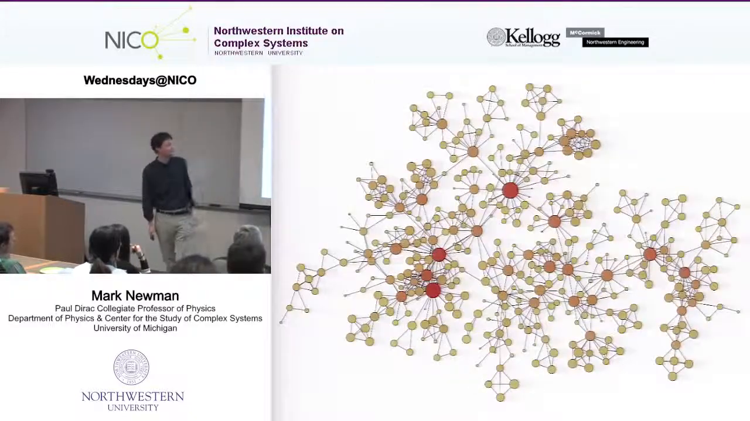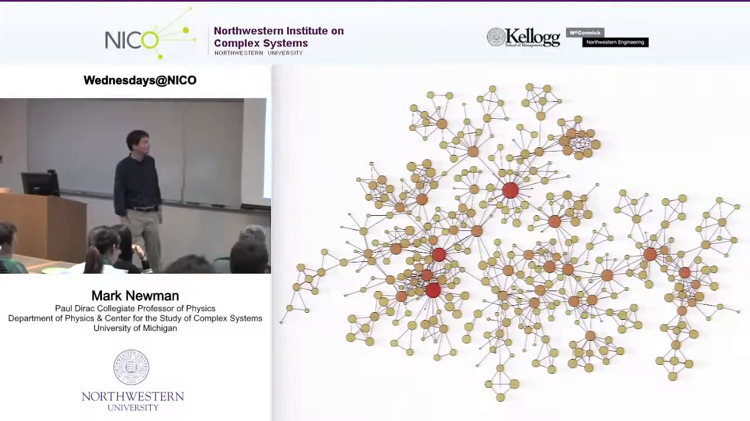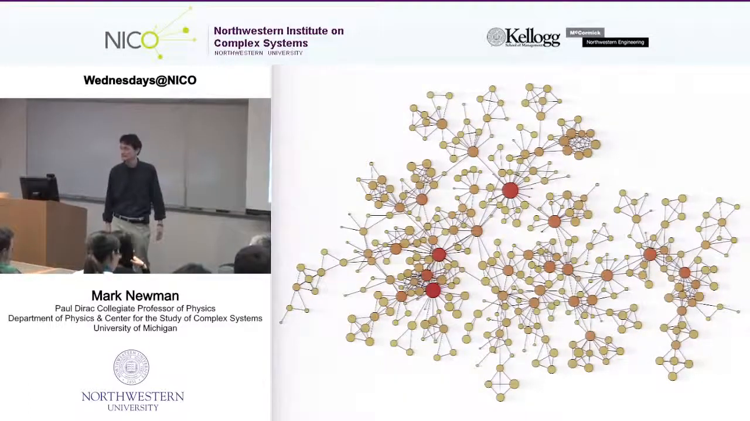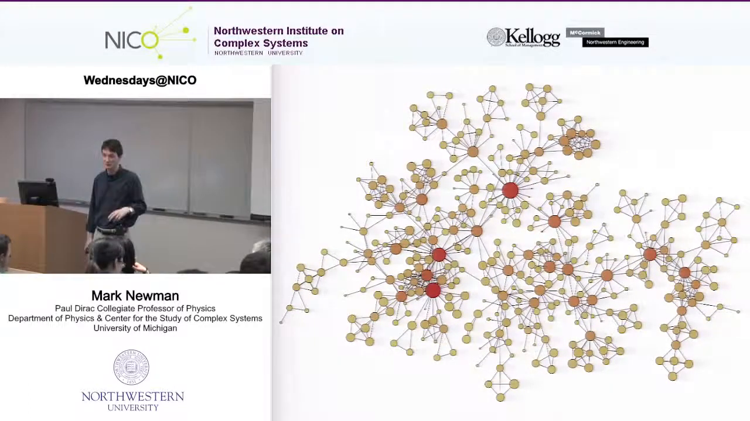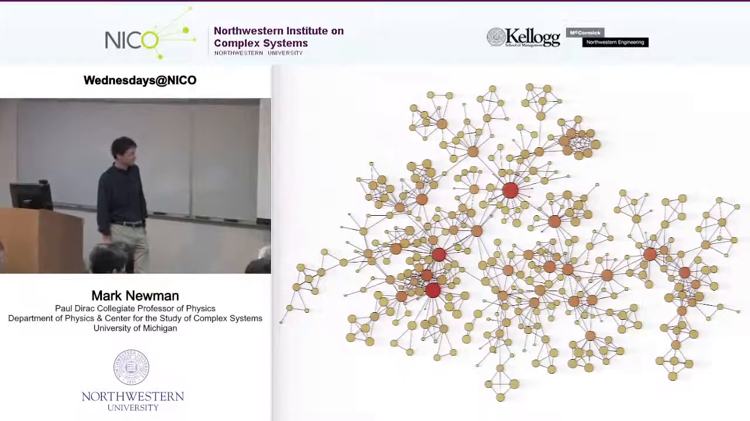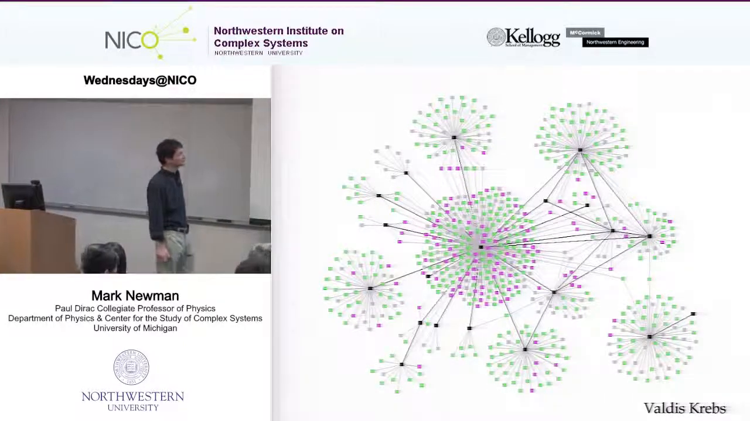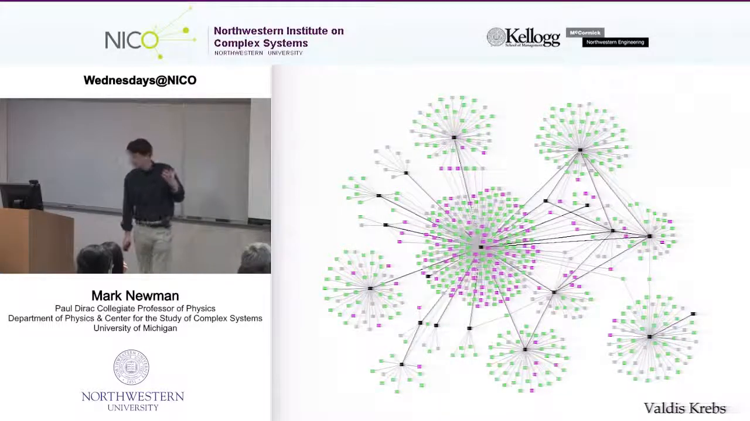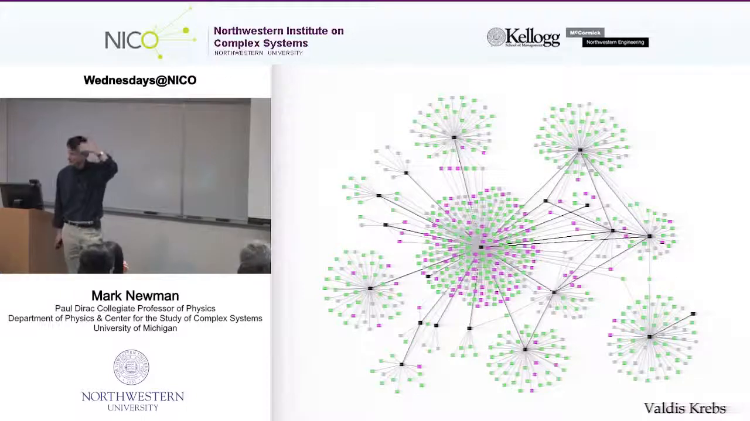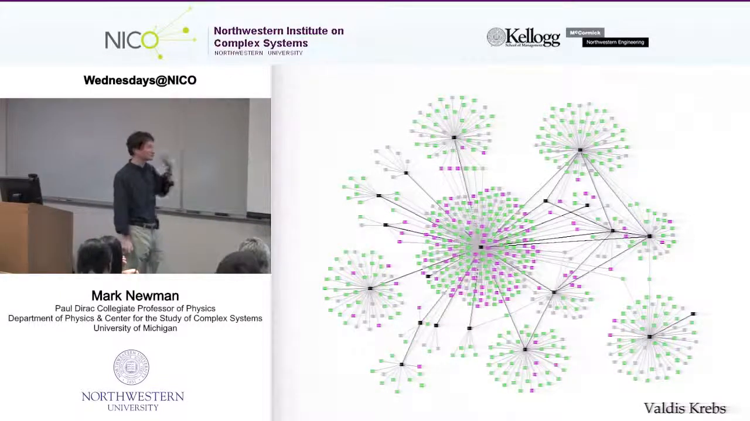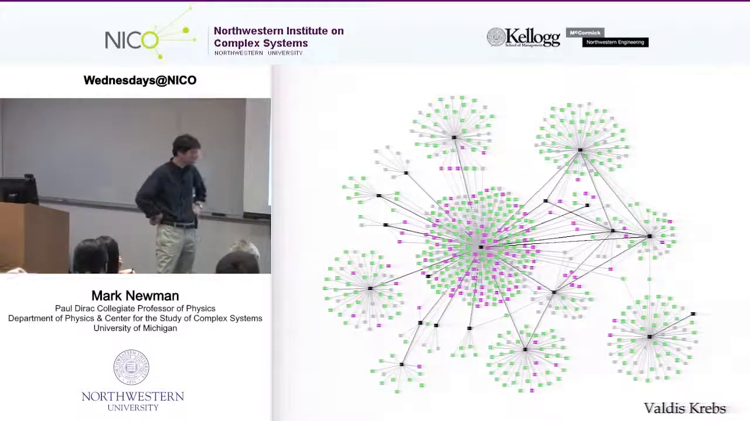Or social networks like this one, which comes from my own work on scientific collaboration. In this picture, the nodes represent scientists, and the edges, the connections between them, are which scientists have collaborated with which other ones. Or this one here from Valdis Krebs' work, which is a network from a study he did on the spread of tuberculosis. So it's a network of who's been in close proximity with whom, the network over which an infectious disease spreads.